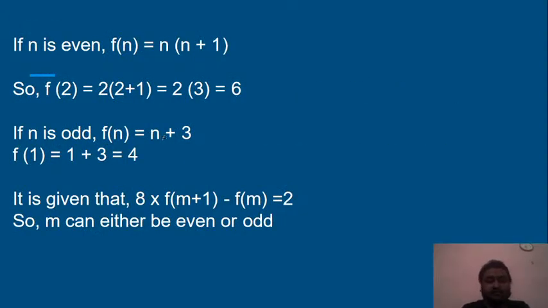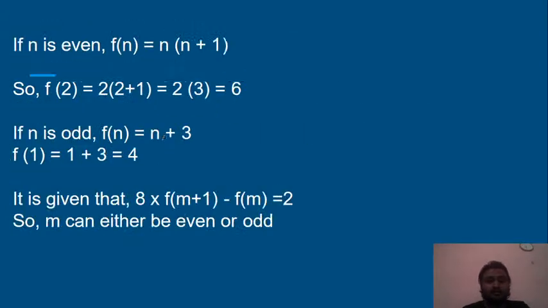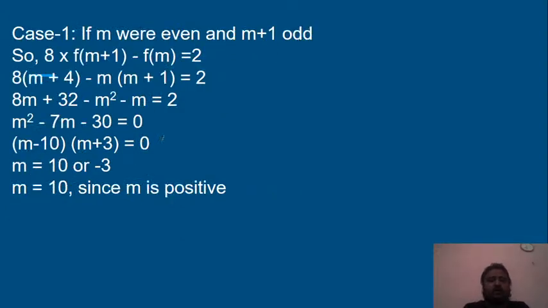I put f is equal to 3, I get 6. I put f is equal to 5, I get 8. So now it tells you that 8 into f into m plus 1 minus fm is equal to 2. So m can neither be even nor be odd, sorry, apologies, f can either be even or f can either be odd. So now I assume that m were even and m plus 1 is odd. So 8 into f into m plus 1 minus fm is equal to 2.